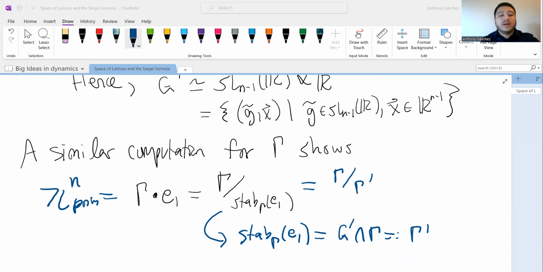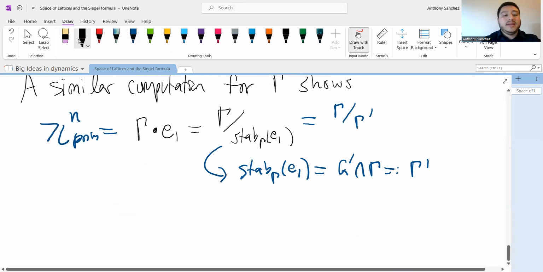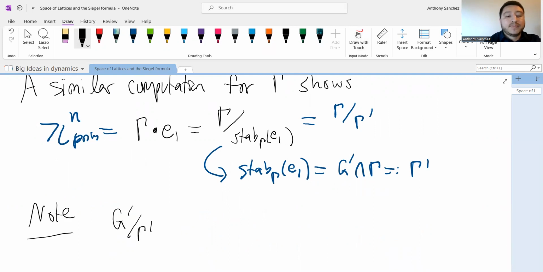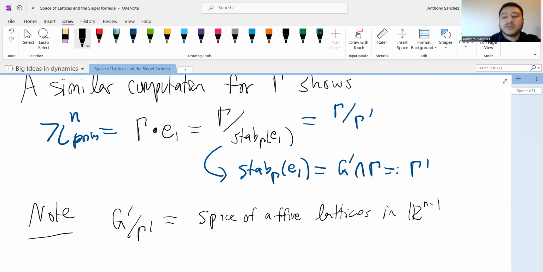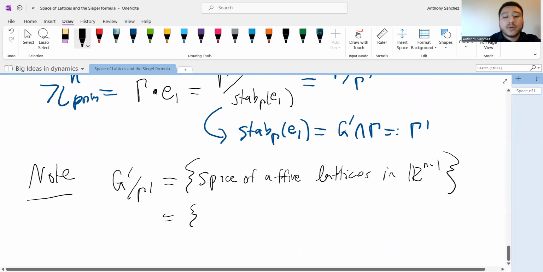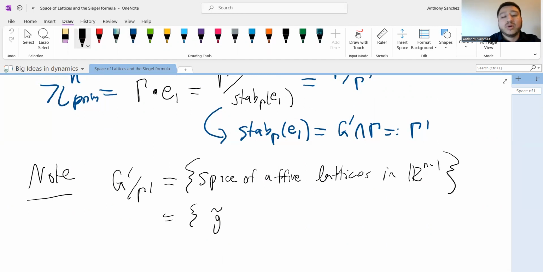Okay? And now let me point out one more thing related to these spaces. Note that G prime mod gamma prime geometrically is the space of affine lattices in R^{n-1}. So what do I mean by an affine lattice? It's just like a lattice. I'll grab some element inside of SL_{n-1}, and then I'll push Z^{n-1} by that. So where does the word affine come from? It comes from the fact that I'm allowing these grids to be shifted off the origin.